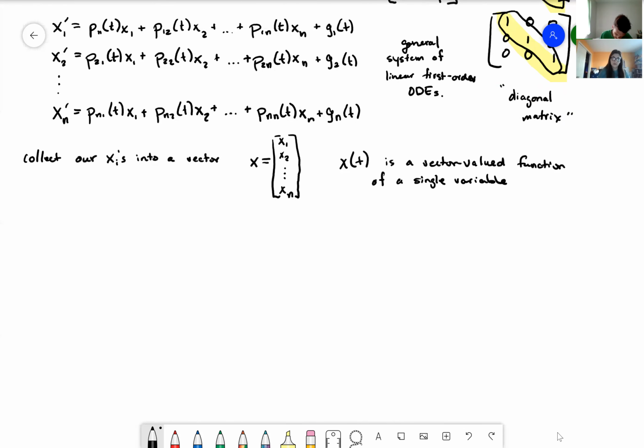Okay. Now we can define the derivative of x in the same way that we did in Calc 3, for example. So the derivative is just done component-wise. So x prime will be x1 prime, x2 prime, so the derivative of each of its components, all the way down to xn prime.